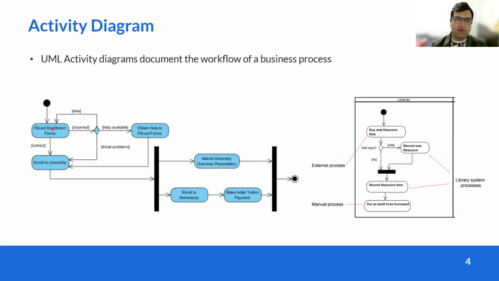the enrollment form. Did they fill it up correctly? If no, then they try again. If yes, then they get enrolled in the university. If they fill up the form incorrectly, if it's minor mistakes, then that's fine. You can still enroll. If they keep making mistakes, they keep trying to fill again, there is help available. So they can get help to fill out the forms. They fill up the forms and then they enroll in the university. And then it moves on to the next step.